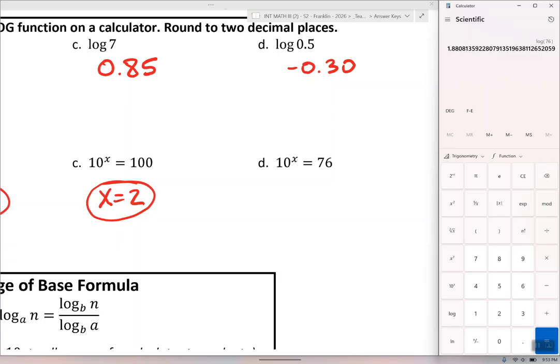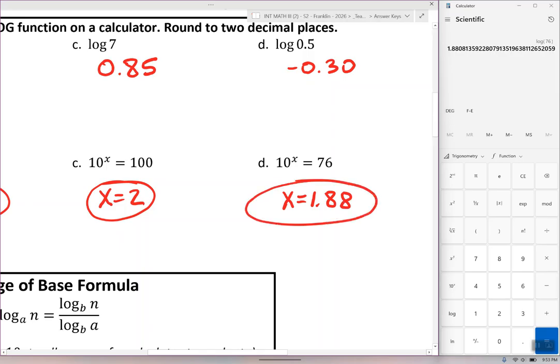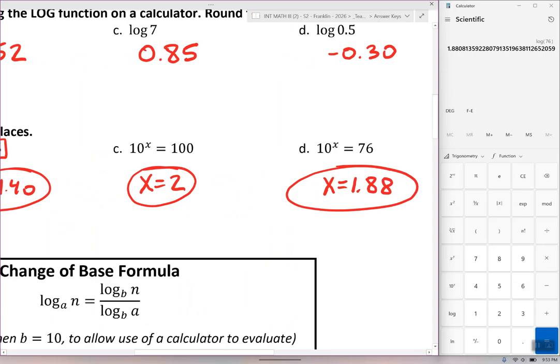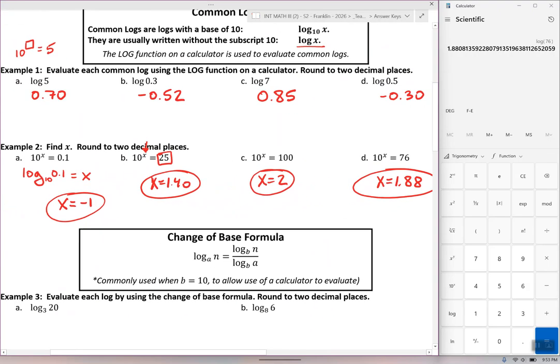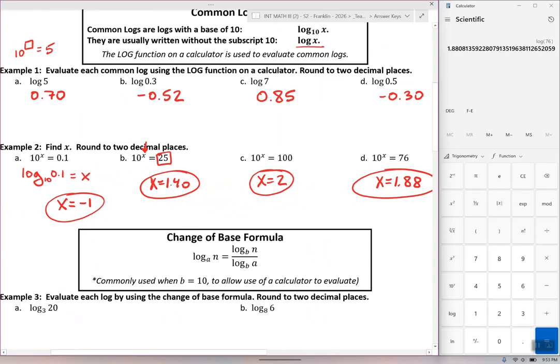1.88, right? So close to 2, but not quite. So x here equals 1.88. Almost 2 because 76 is almost 100. Okay, so that's how we use our calculator to evaluate logs. And we can use logs to find an exponent on a 10 in order to get a number we want. So really quick overview on common logs and the calculator.